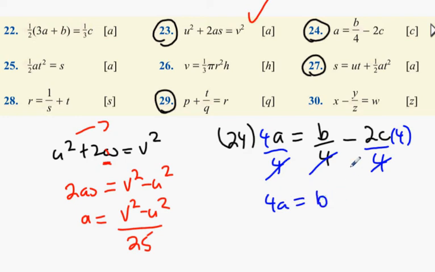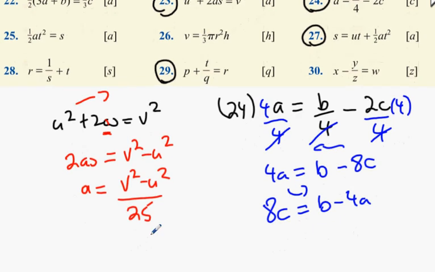Just give me 1 second with that. 2c times 4? 8c. Now, which letter do you want on its own? C. Why don't we move the 8c to the left and the 4a to the right? And what do we get? Minus 8c goes from the right hand side to the left hand side. Plus 8c. Okay. And then finally to get c on its own. Okay. Everybody right with that?